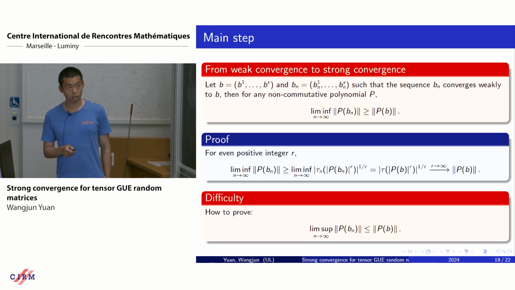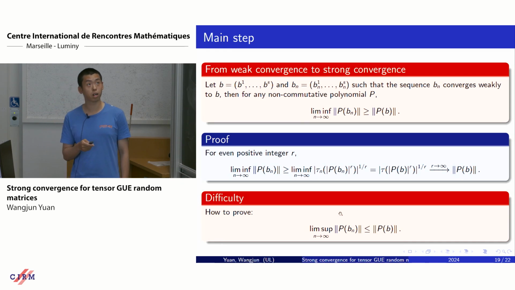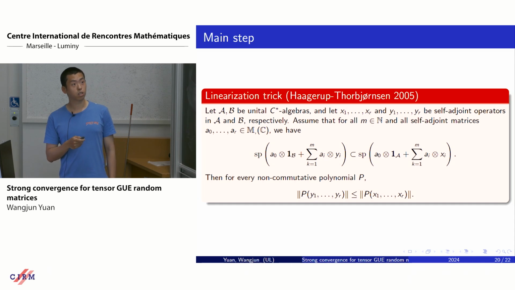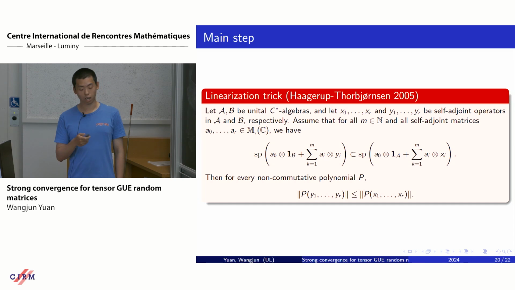And in our project, we established this kind of thing using the results from the paper by Weihendels. And the next useful tool for this theory is the so-called linearization trick, which is due to Haagerup and Thorbjørnsen in the year 2005. This lemma says that suppose we have two unital C-star algebras A and B, and we have a family of elements X1 to XR in A and Y1 to YR in B. They are all self-adjoint operators.